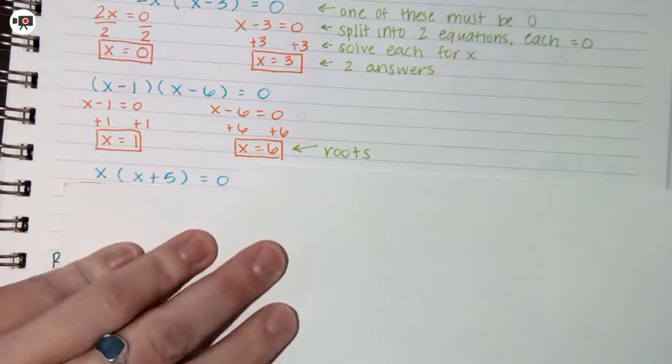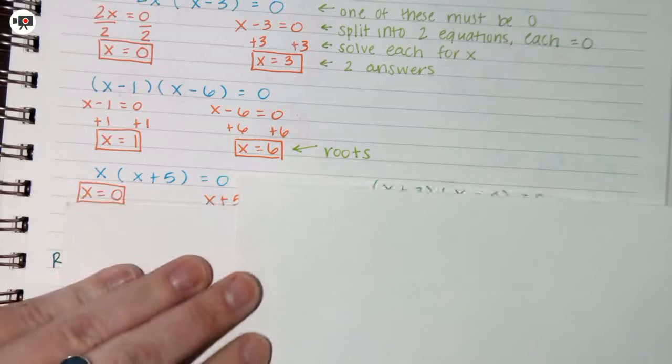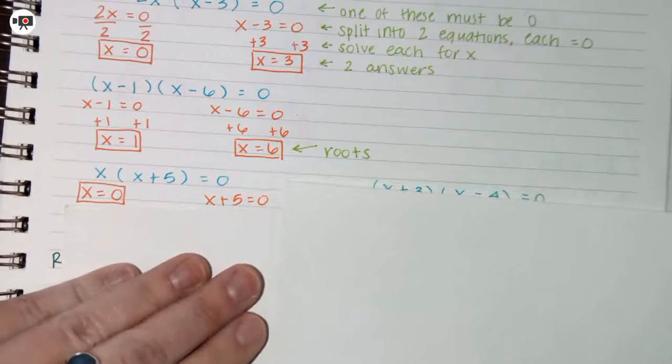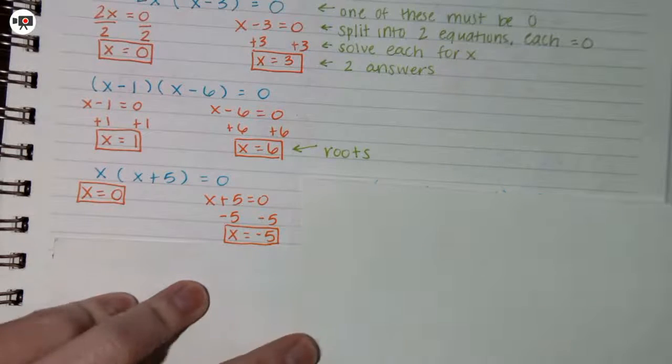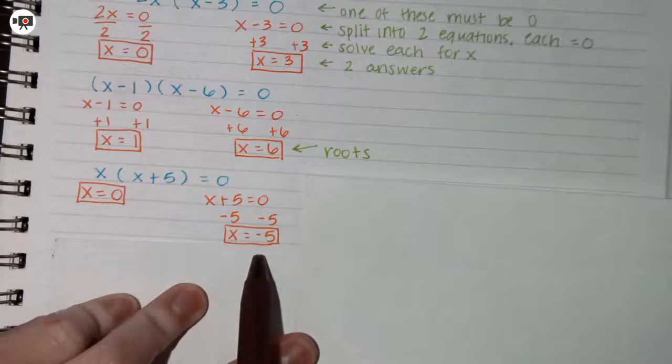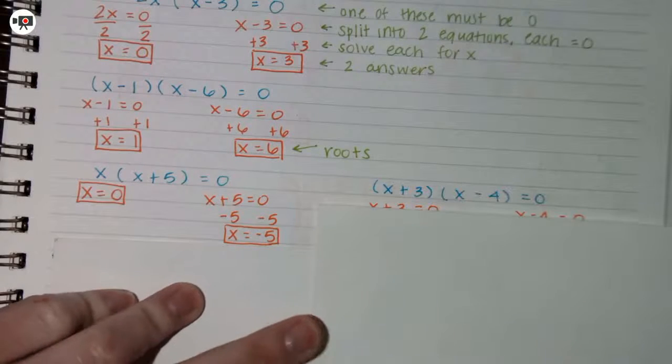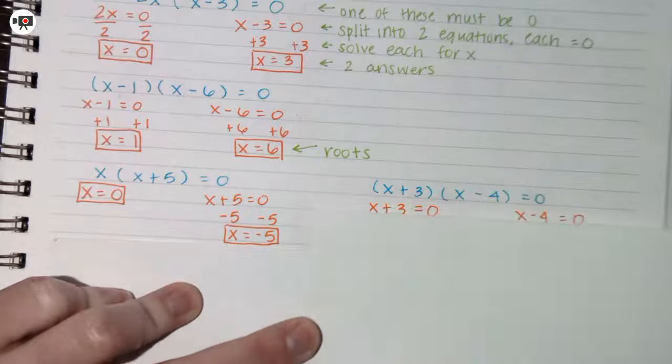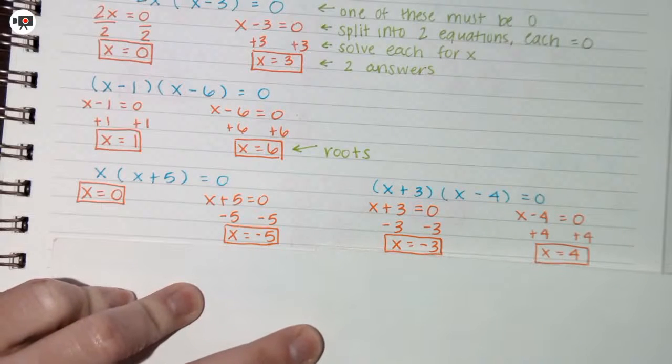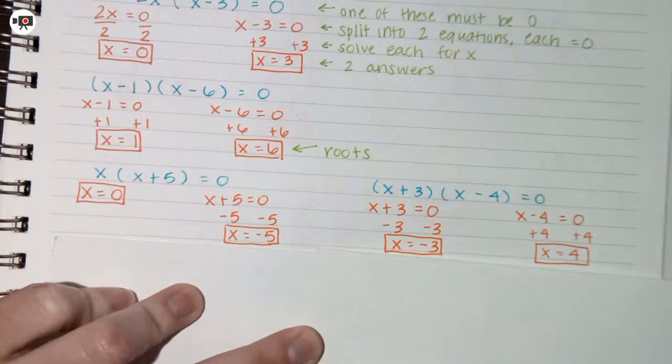Here's another one. x times x plus 5, either x is 0 or x plus 5 is 0. So x is 0 and x is negative 5. Solve this one, and you get x equals negative 3 and x equals 4.